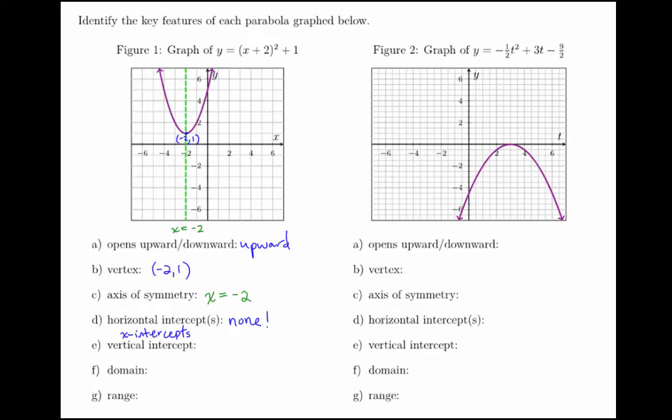The vertical intercept, which because our vertical axis is labeled with y, is going to be the y-intercept. And looking at that parabola, we see that this passes through the point 0, 5. So our vertical intercept here is the point 0, 5.